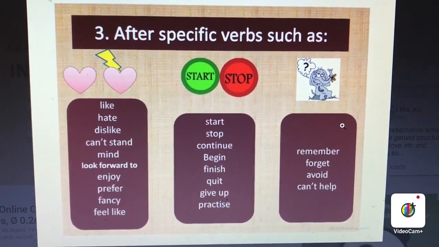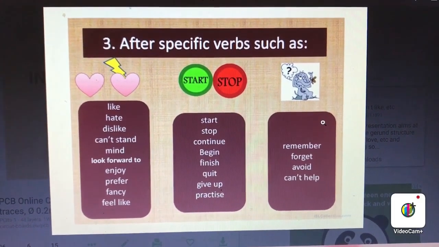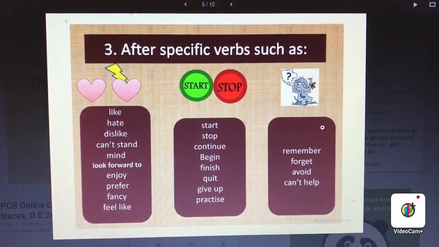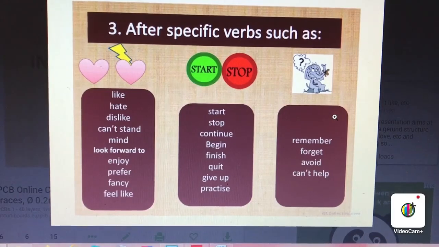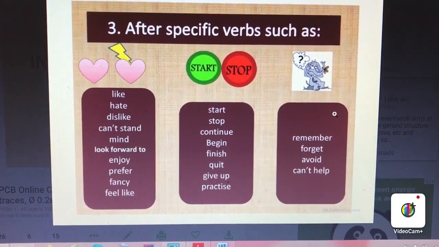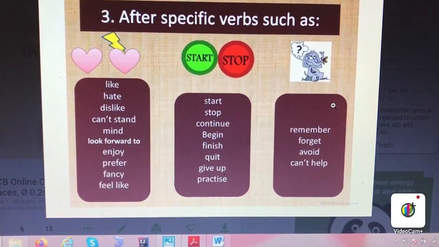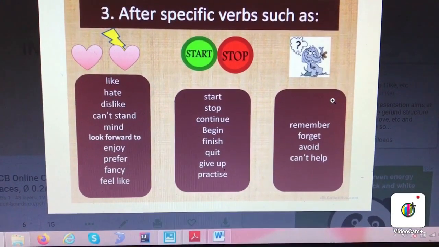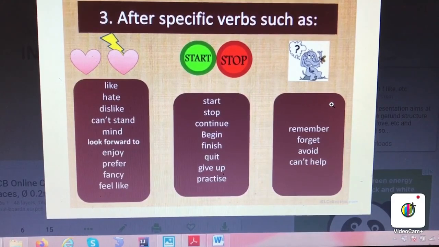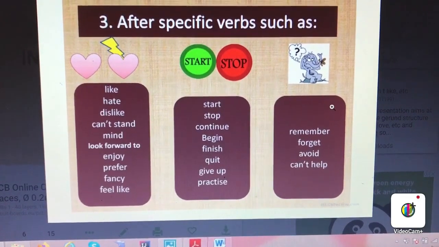We mostly use gerunds after these specific verbs. I like swimming. I hate writing. I dislike waiting for a long time. And we have many more verbs. These are the most common verbs which we use with gerunds. I start writing, I stop reading, I continue playing, I begin eating, I finish learning, I quit fighting, I give up, I practice, and there are many more. Remember, forget, avoid, can't help.